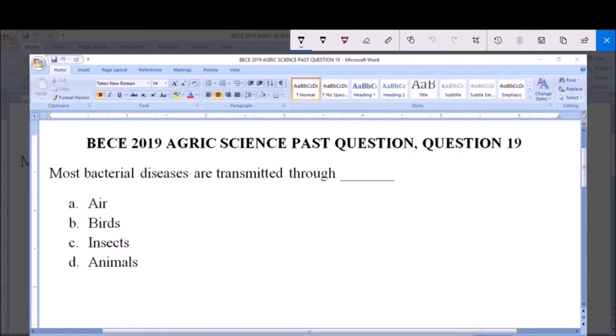Most bacterial diseases are transmitted through dash: A, air; B, birds; C, insects; and D, animals. Now we are asked to select the option which is the most common way by which bacterial diseases are transmitted.